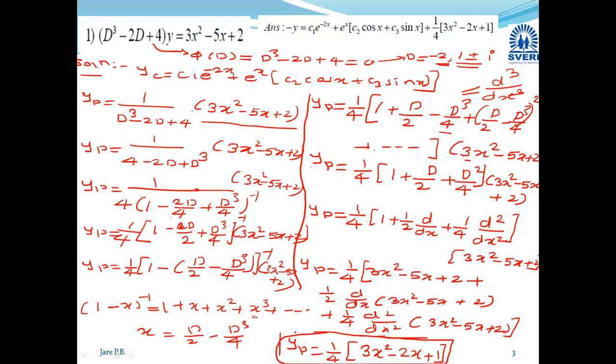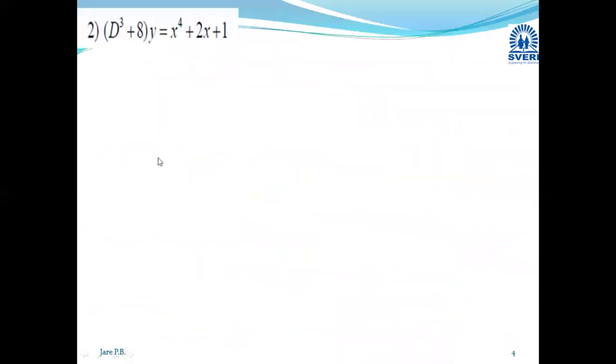In this way, we have solved the case of x raised to m. Now we take one more example so that you are clear about this idea. The second example: d cube plus 8 operator on y equals x raised to 4 plus 2x plus 1. I will just solve this example. Just wait.